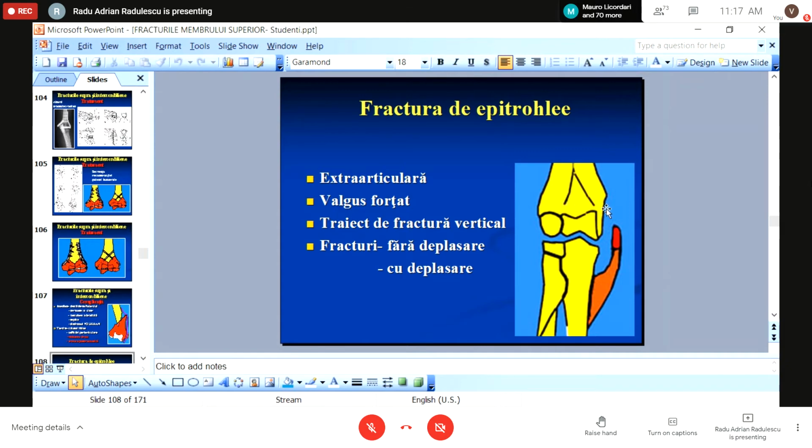The mechanism of this fracture is usually indirect, by a fall on the hand with the elbow in hyperextension and with a forced valgus mechanism. This forced valgus mechanism will pull on this fragment of the medial epicondyle and detach it from its normal position. These fractures may be non-displaced, which is quite rare, unfortunately, or displaced fractures, which is the normal situation.